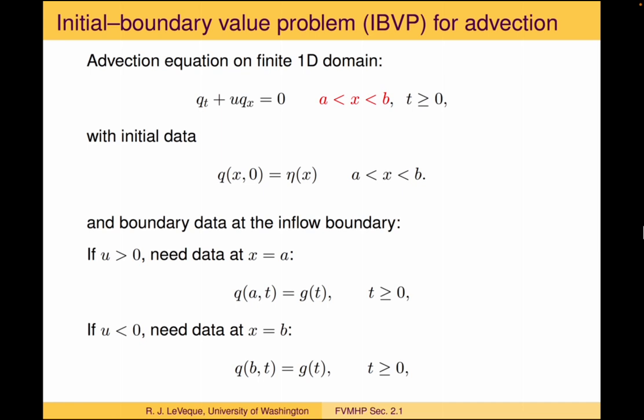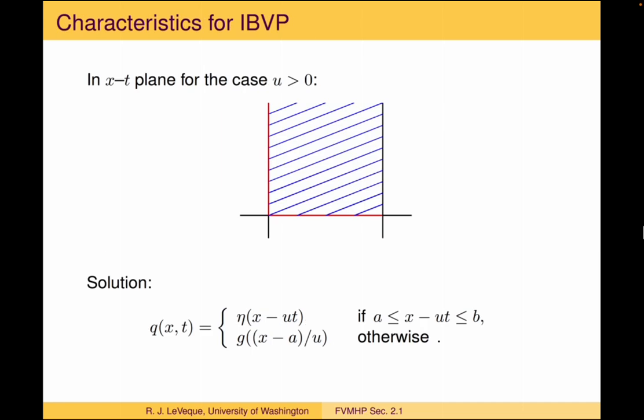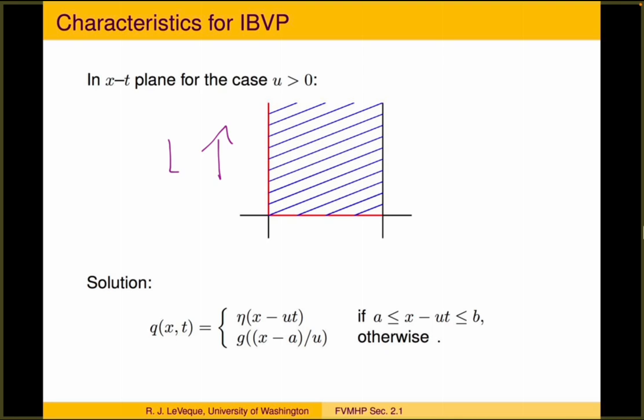We also will have to have some boundary conditions, as you would expect. If the flow is to the right, if u is positive, then things are flowing in at the left boundary at x equals a, and we have to know what's flowing in at that boundary. If u is negative, on the other hand, we have to know what's flowing in at the right boundary. So we need some boundary condition, some function g of t, but we don't need it at both boundaries, only at the boundary where things are flowing in. If you look at it in terms of the characteristics in the x-t plane, these are the characteristics that are moving. So this is our interval from a to b.